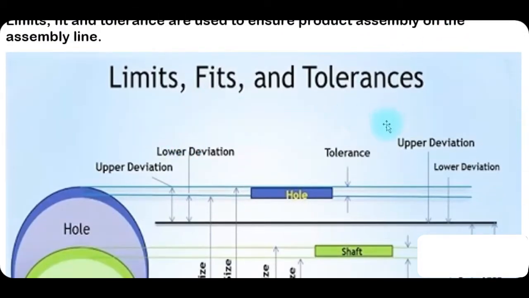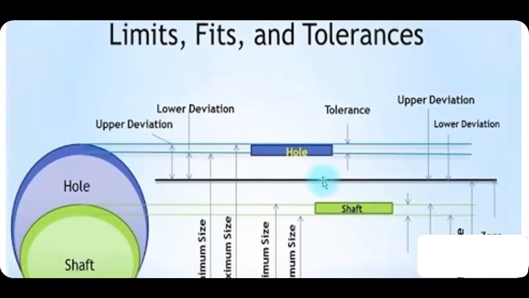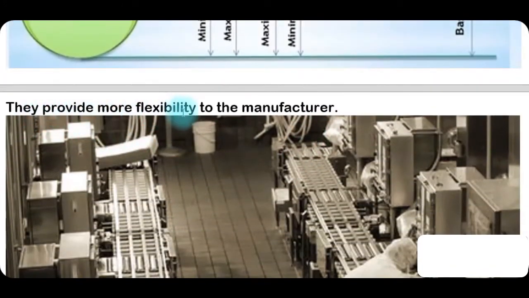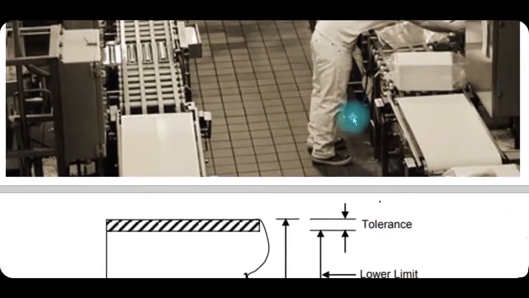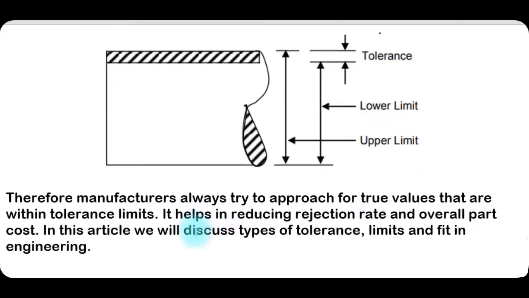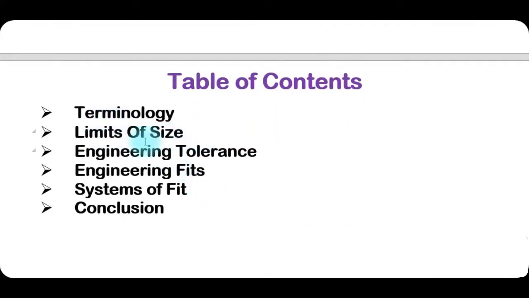The manufacturer always tries to approach the true value or basic value of the dimension within the provided limit, and the provided limit always helps reduce the rejection and part cost also. The article will provide information about tolerance, limit and fit in engineering. And now, the table of contents: terminology, limit of size, engineering tolerance, engineering fit, system of fits and conclusion.